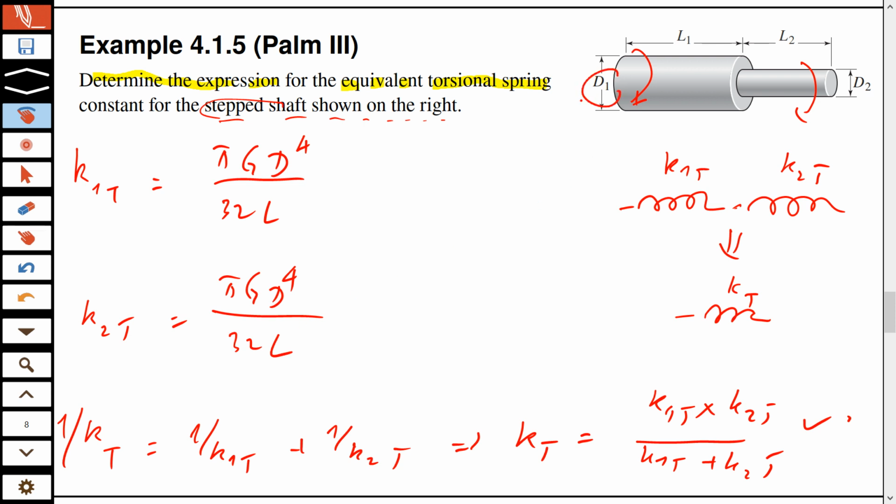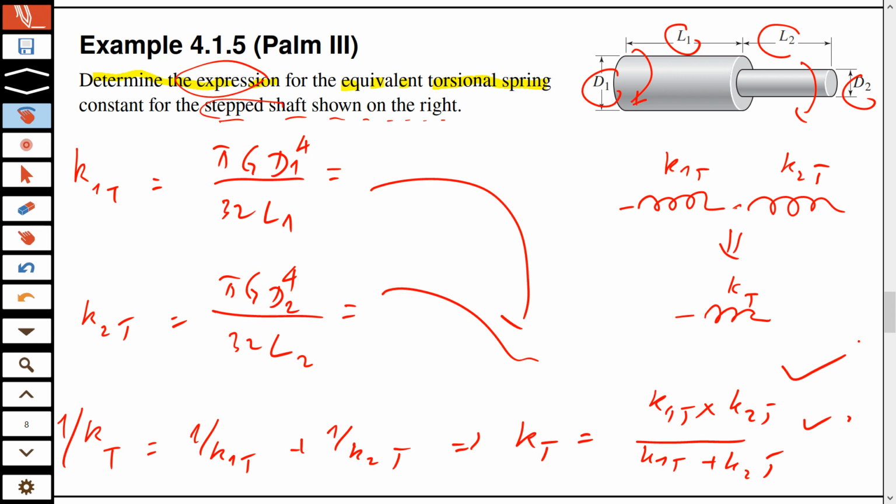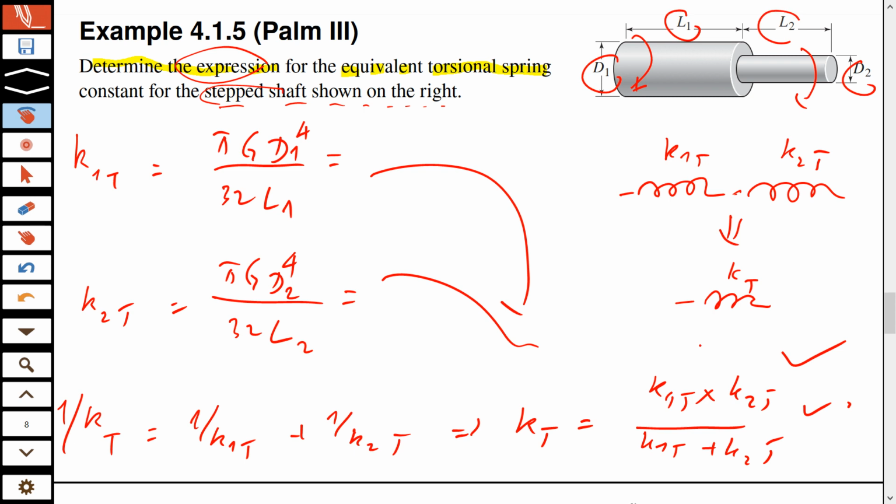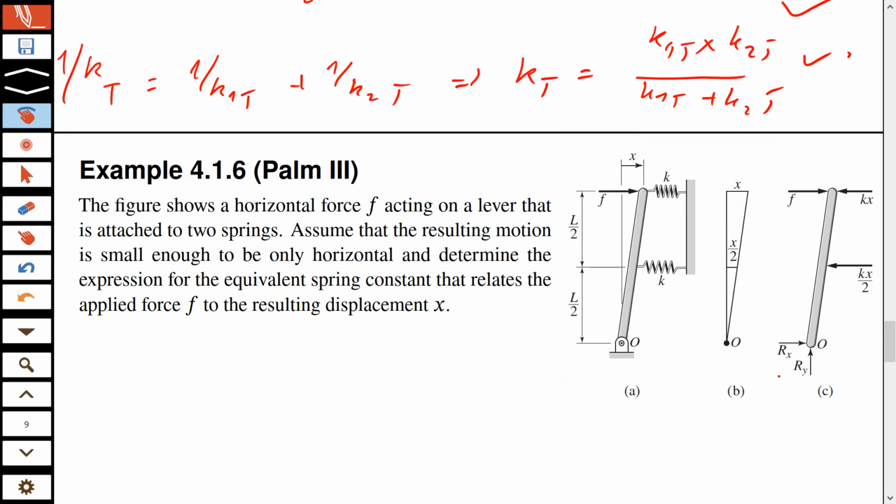और यहाँ पे ये D1 है, इसका D2 है, इसका L1 है, इसका L2 है. ठीक है. G is common. G अगर ना भी है, you don't need to know G, क्योंकि यहाँ पे आपको सिर्फ एक्सप्रेशन कैलकुलेट करना है. You don't need to write the actual values. So you plug these two values here, and you have an expression for the equivalent torsional spring constant. ये आसान वाले केसेस थे, ठीक है ना.